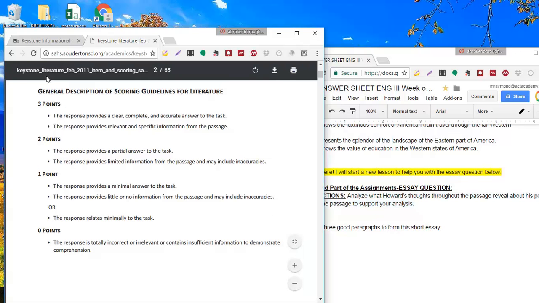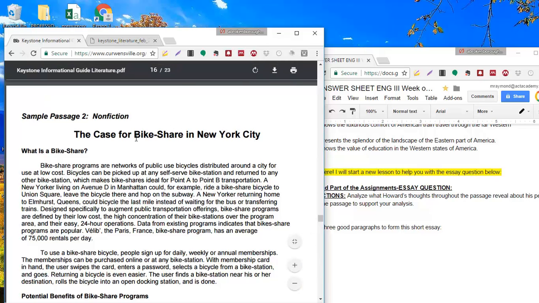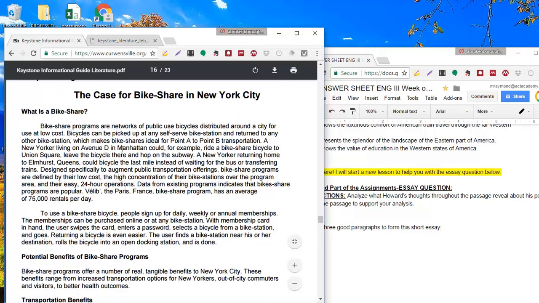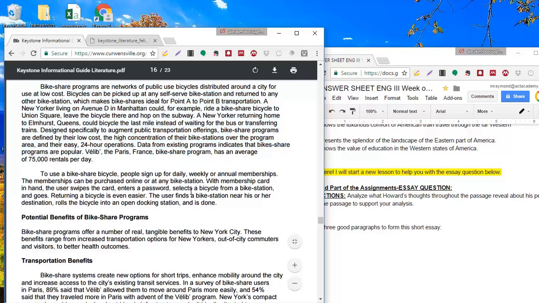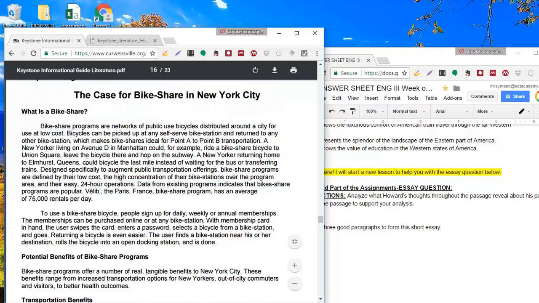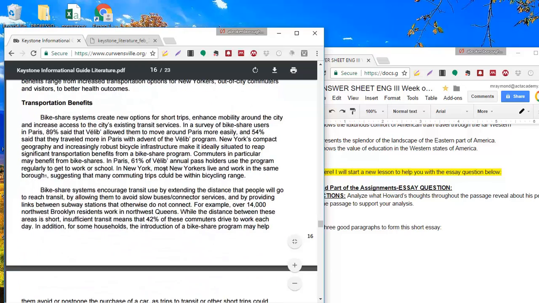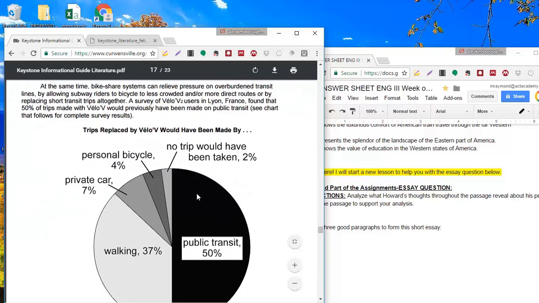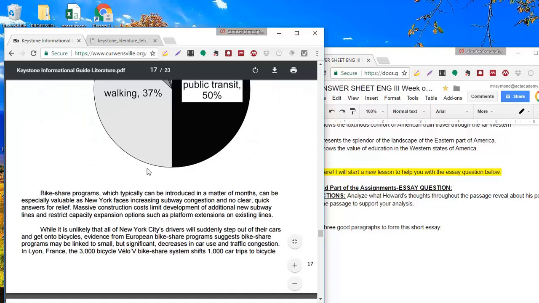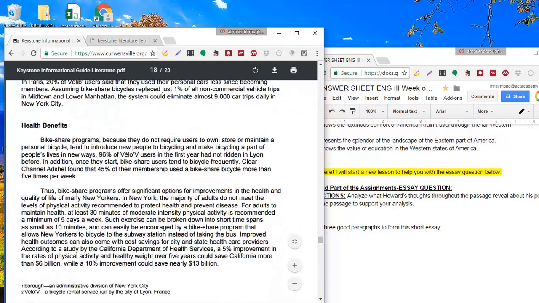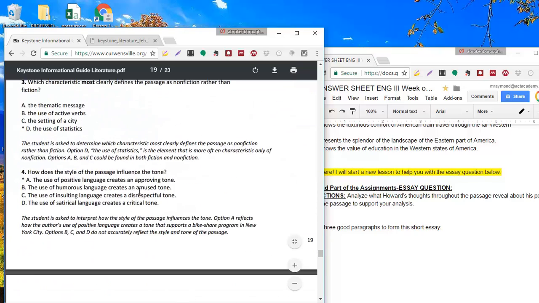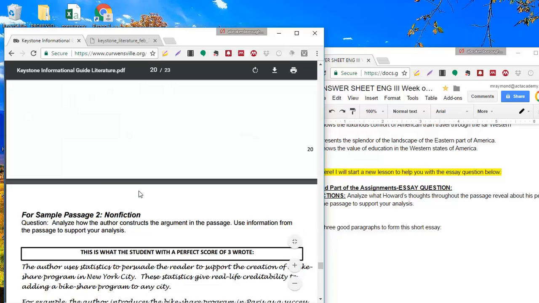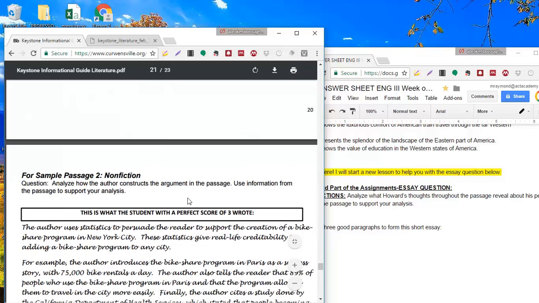Let's look at an example. The case for bike share in New York City. Here's an example of a passage that might be on the Keystone or might not be. What is bike share, potential benefits, transportation benefits. As a student, you read the whole thing, you look at the graphic here, you read all this and the health benefits, and then you answer the multiple choice questions like you did with Up the Coolly, and then you answer the essay question, the writing prompt. Let's look at that. This is what a student with a perfect score of 3 wrote.